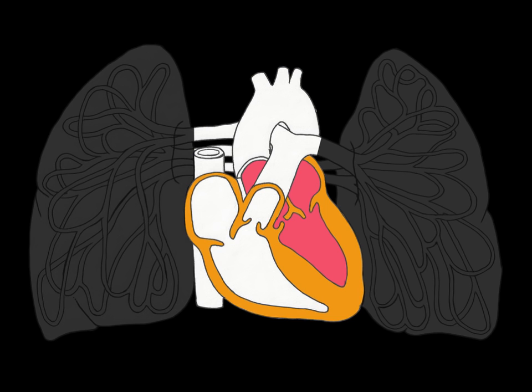Now we've got a picture of the heart, and there is oxygenated blood in the left ventricle, and there's myocardium. And you'd think that oxygen would just go into the myocardium like that.